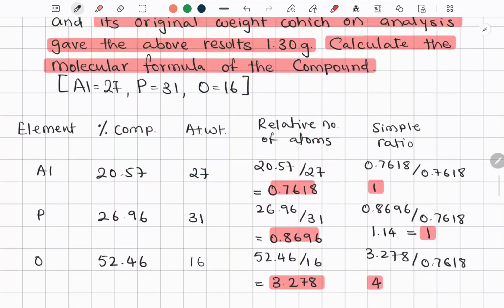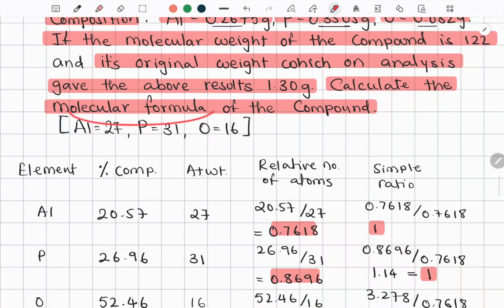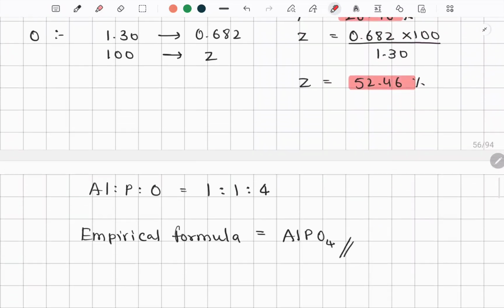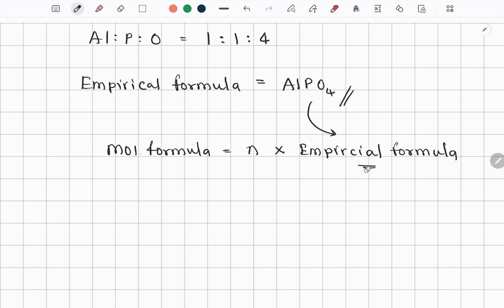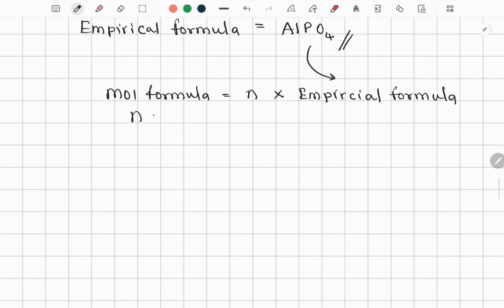But sir, we need to calculate the molecular formula. So we know the formula for the calculation of molecular formula. What is it? The molecular formula is equal to n into empirical formula, right? Now, do we know the empirical formula? Yes, AlPO4. Do we know the value of n? No. But can we calculate? Yes. How can we calculate the value of n? Value of n is equal to molecular weight upon empirical formula weight.